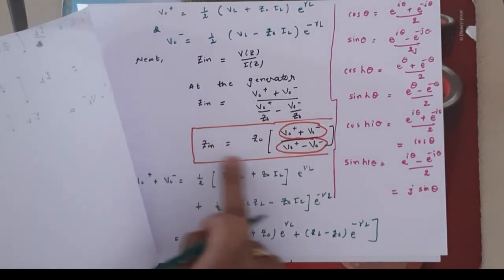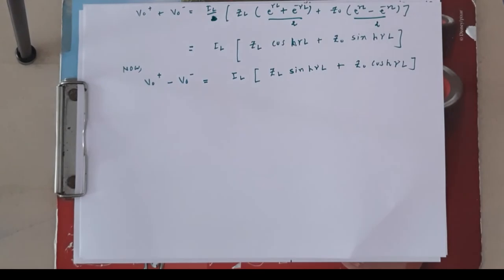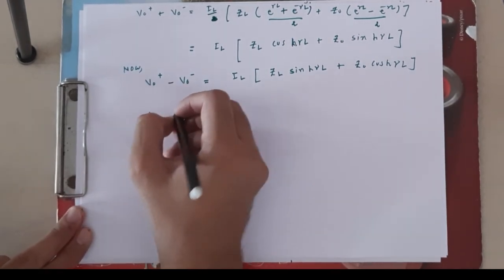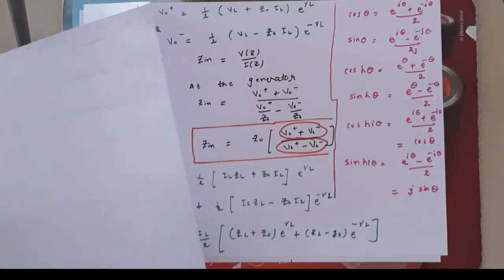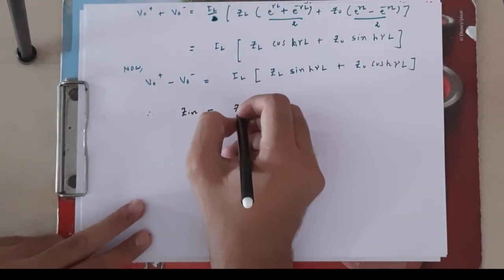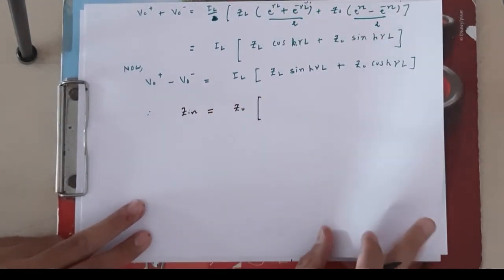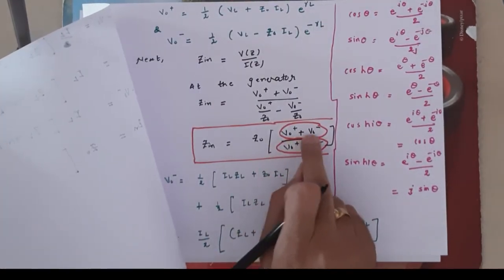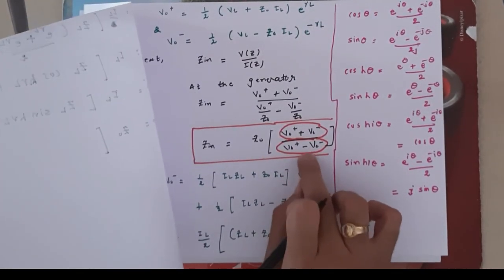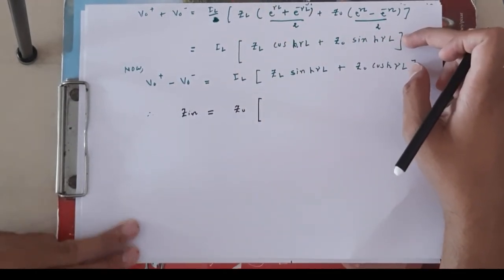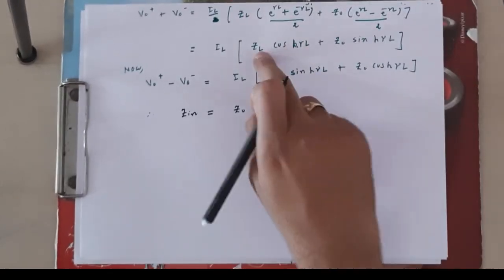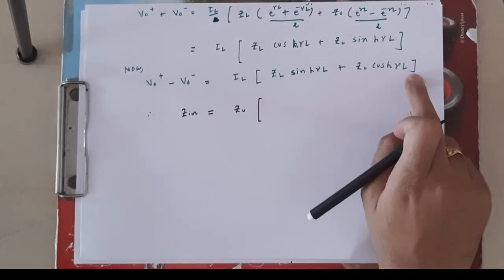I have to substitute into my main equation of Z0. So if I substitute it into my main equation, Z in is equal to Z0 in the bracket (V0 plus + V0 minus) divided by (V0 plus - V0 minus). So I just have to do this term divided by this term, so it's just a division.